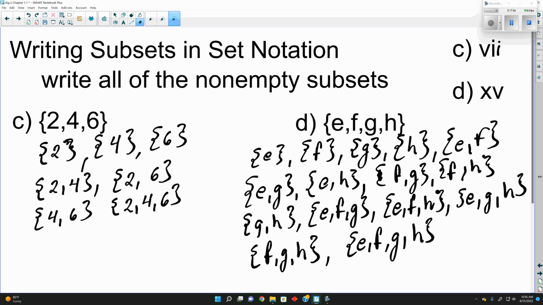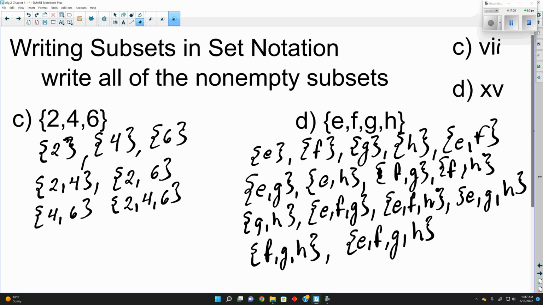Which is kind of surprising how fast that increased, because at 2, we only had 3 different pairs. At 3, we have 7, and then we move up to 4, and we've got 15. So having 5 items would make it even more.